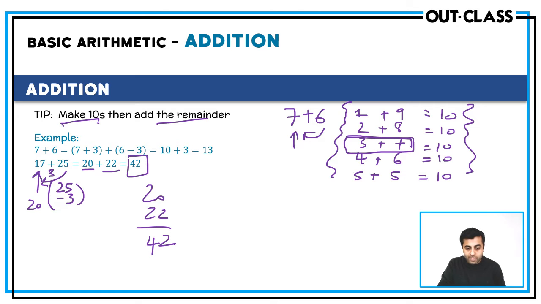So hopefully, if I'd asked you before what is 17 plus 25, and you couldn't do this in your head before, now I think you can, and here's a demo. I think 17 ko 20 banana hai. Okay, so I need 3. Kya reh gaya? 25 minus that 3. So that's 22. So 20 plus 22, 42. That's how you do this.